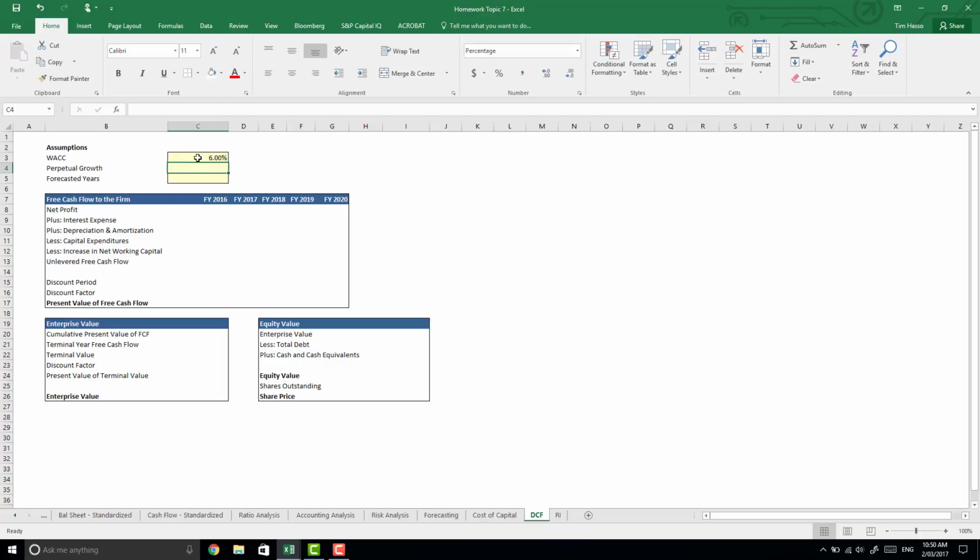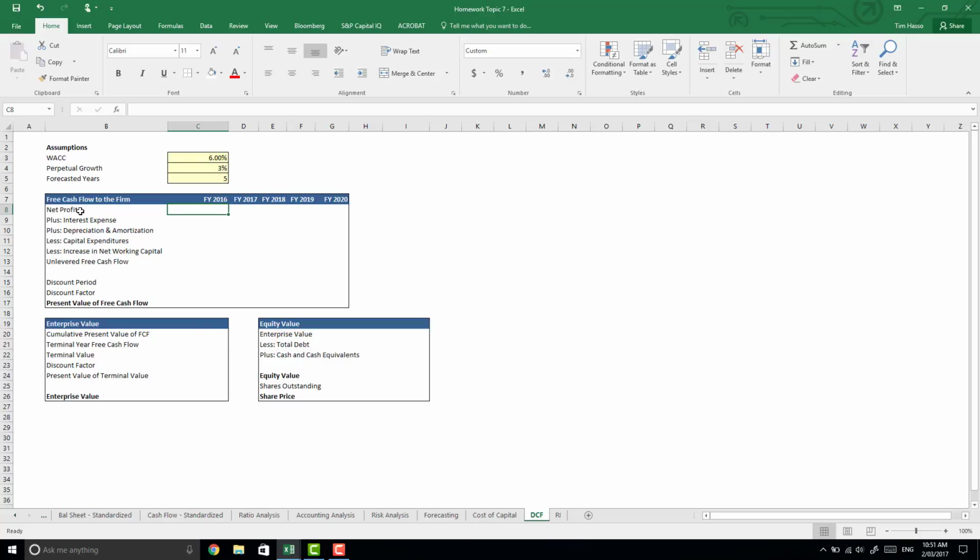The perpetual growth rate is the long-term growth rate for the business, which is essentially going to continue on forever. We tend to say that this should not be much above inflation. So if you want to be conservative, you would set this at inflation. If you want to be generous, you might say like 3%, like I do in this case. The forecasted years is how many years are we forecasting? In this case, it's 5 years that we forecasted.